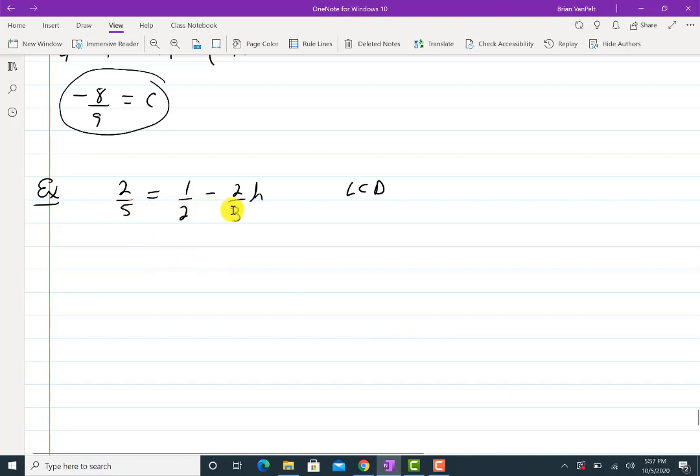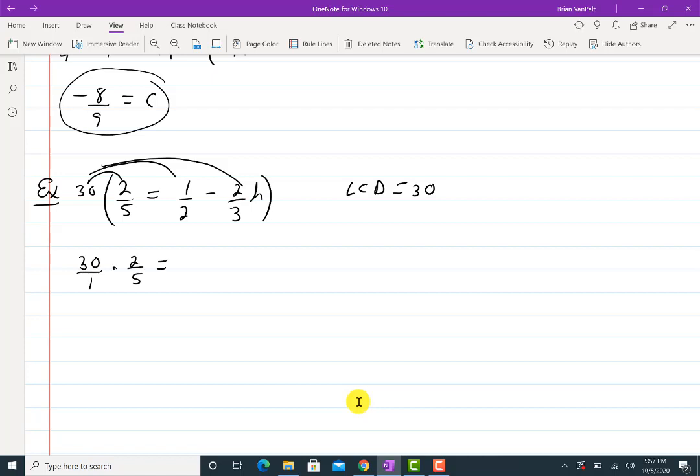We have a 5, a 2, and a 3. They're all prime numbers, so the product of them is the LCD. So 5 times 2 times 3 is actually equal to 30. So I'm going to multiply everything by 30. That means you've got to distribute the 30 to each and every part. So I will have 30 over 1 times 2/5, 30 over 1 times 1/2, minus 30 over 1 times 2/3 h.